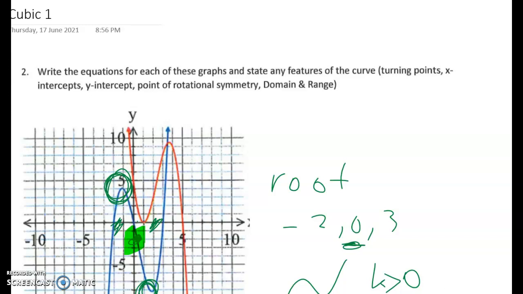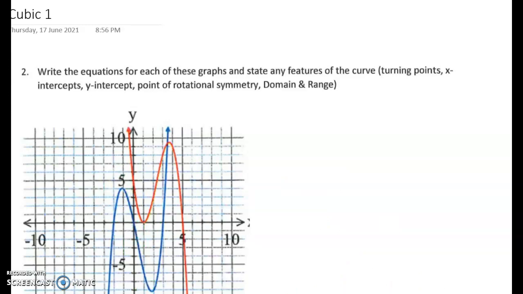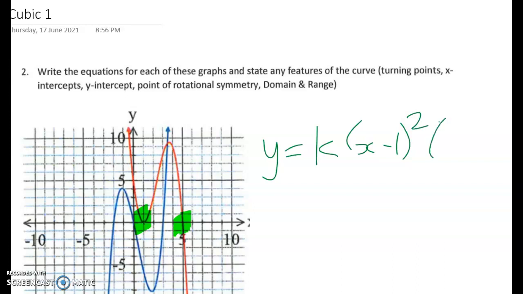This next one is pretty straightforward, as long as you recognise the pattern, which is that we've got a repeated root at x equals 1. So we've got this bouncy thing going on here, and then we've got another root out here. So this time, the pattern we're going to have will be y is equal to k times (x minus 1) squared times (x minus 5). We're going to choose a blobby point to substitute in, and the easiest one to use here is the y-intercept. Right, so the y-intercept is at (0, 5).